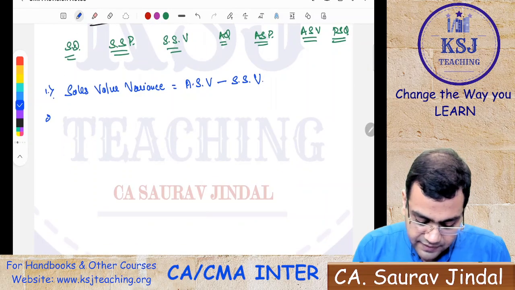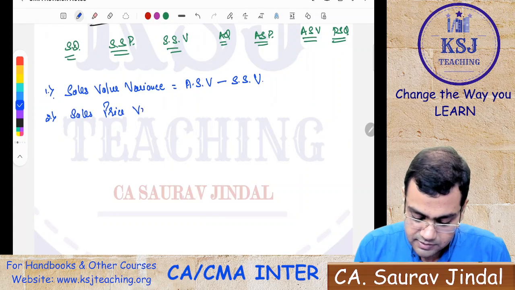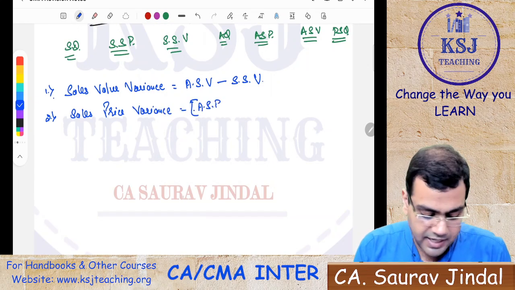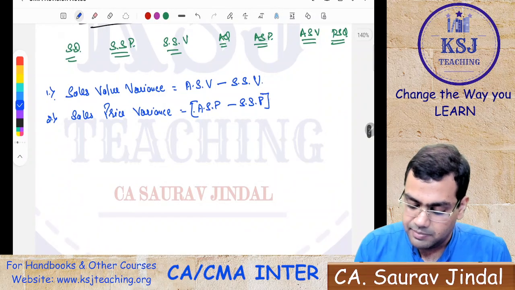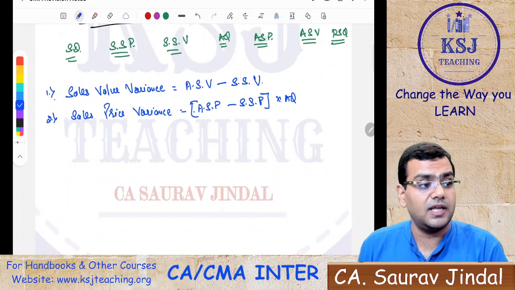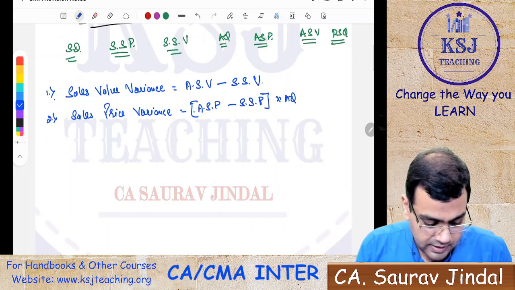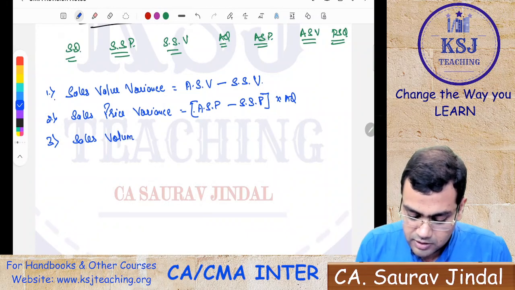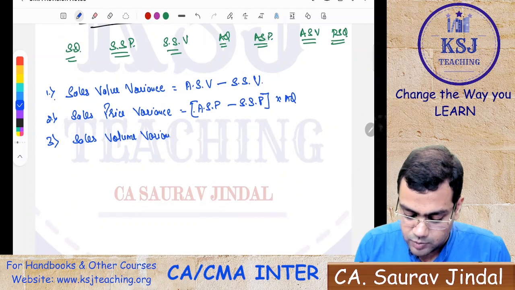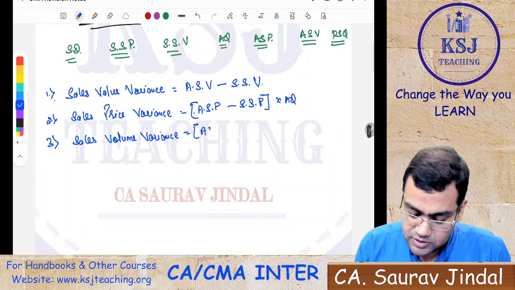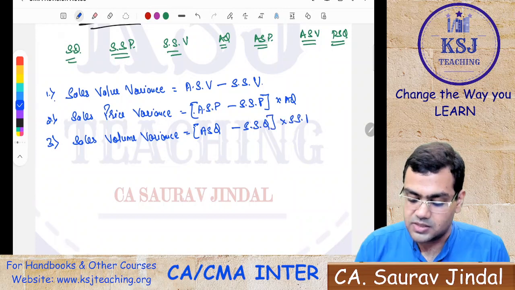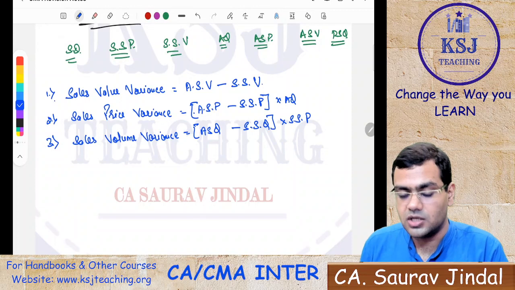After that, the second one is the sales price variance, right? So in this case, this is going to be actual sales price minus the standard sales price multiplied by actual quantity. What is beneficial? Having more of actual sales price is beneficial, right? Then the next is sales volume variance. Volume variance or quantity variance are one and the same thing. That is actual sales quantity minus the standard sales quantity multiplied by standard sales price. What is beneficial? Selling more number of units is beneficial, right?